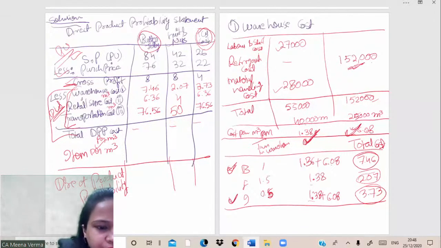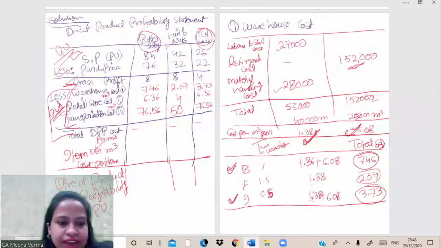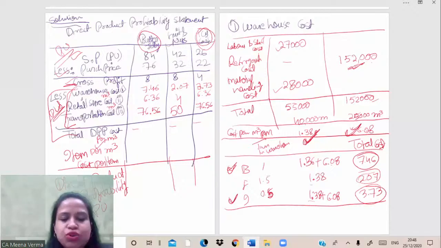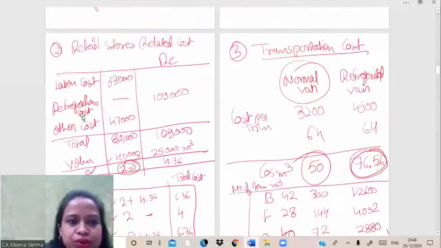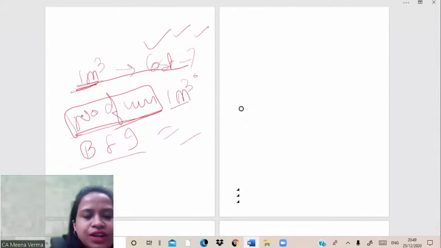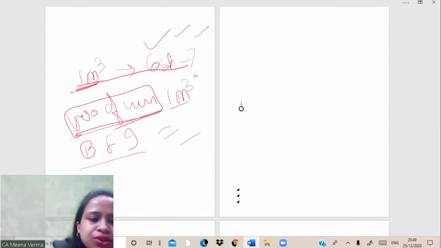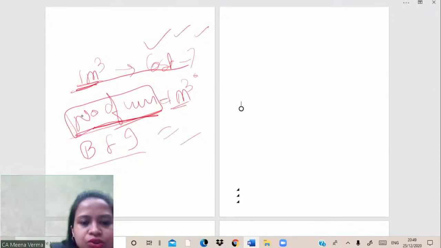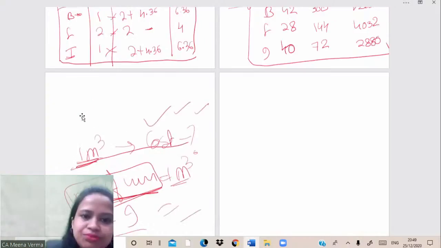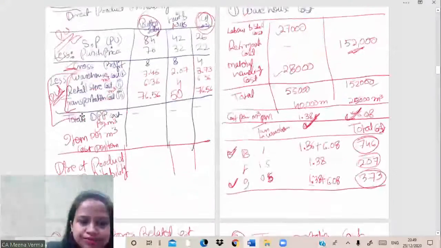Then find the cost per item. First we have calculated the cost per meter cube. Then find the number of items you can keep in 1 meter cube. Okay, you have calculated the cost in 1 meter cube. Then find the number of units you can keep in 1 meter cube. Divide them, find the cost per unit.